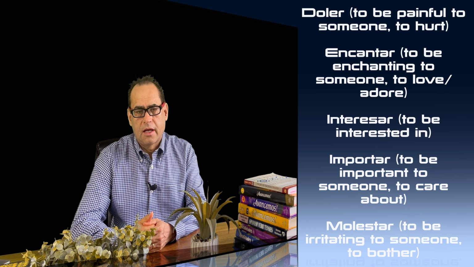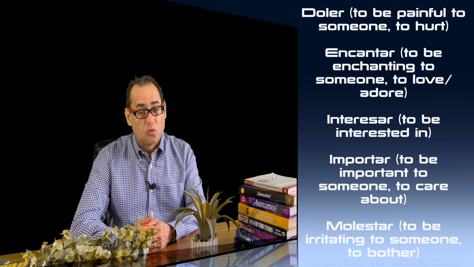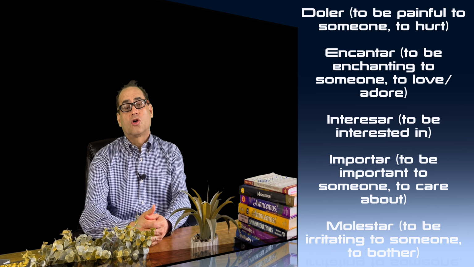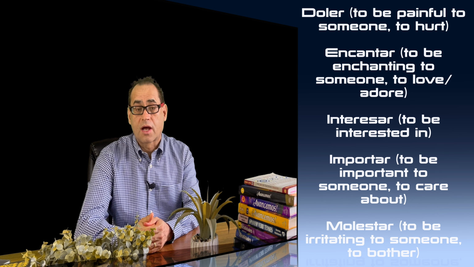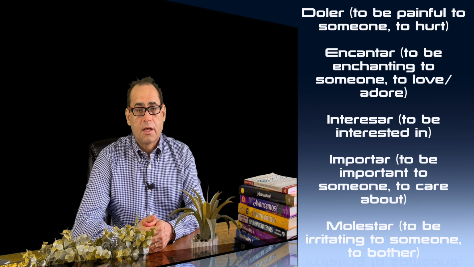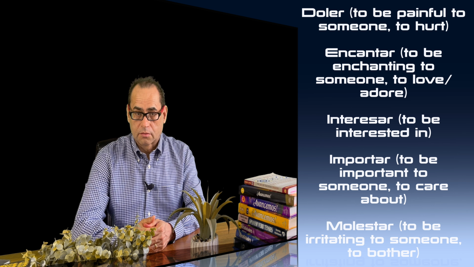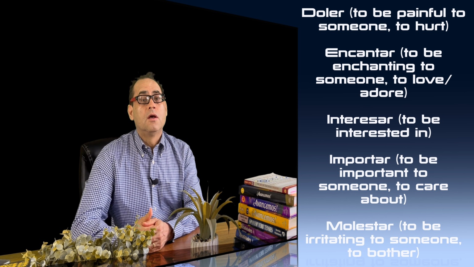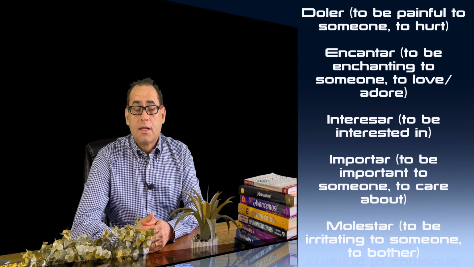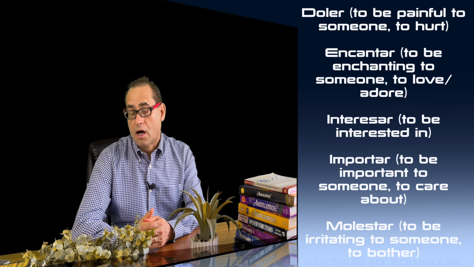Mi hermana, le is the indirect object. Molestar, to be irritating to someone or to bother. Las personas impacientes y maleducadas me molestan mucho en el aeropuerto. Impatient and rude people bother me a lot in the airport, or are irritating to me. Las personas are the subjects of the verb. Me is the indirect object.